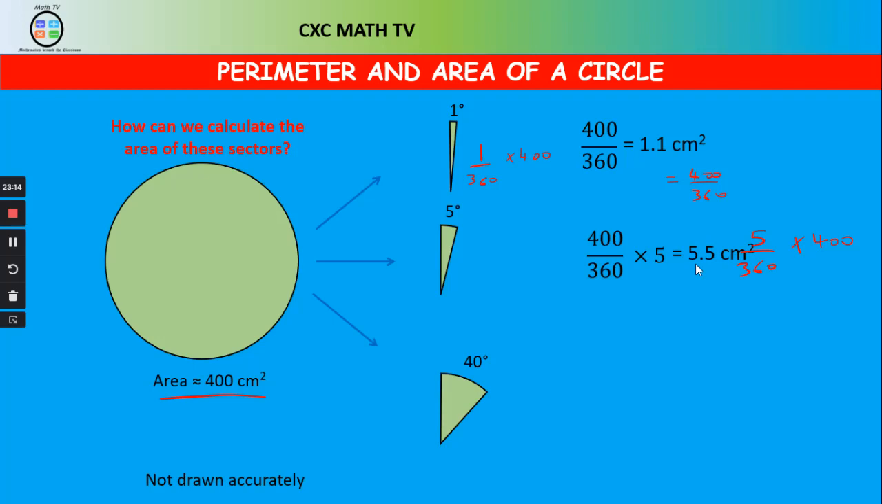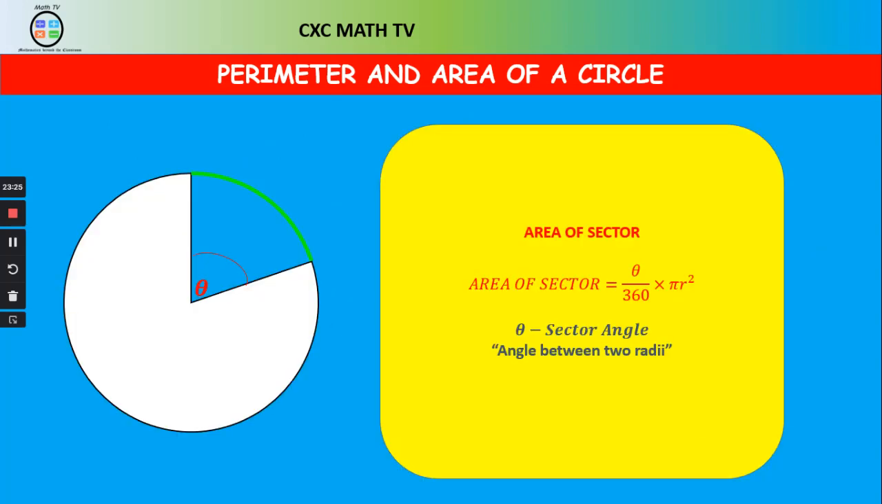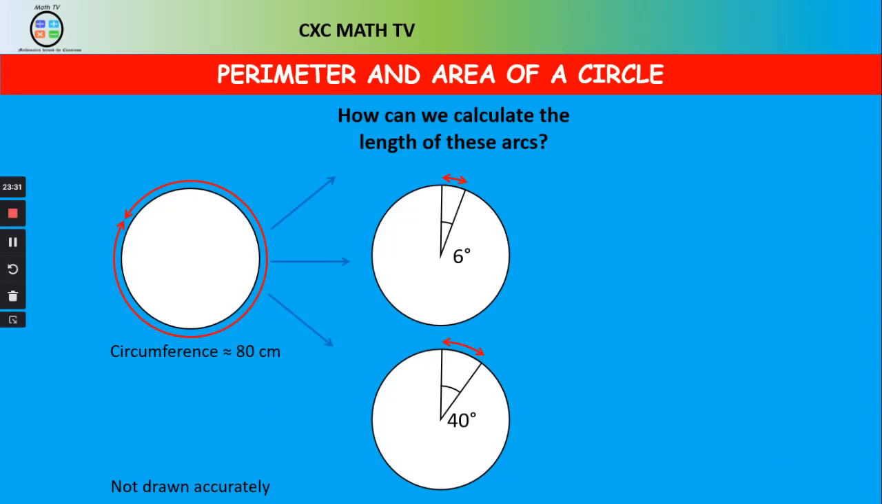5.5. Good. Likewise, down here, theta over 360 times pi r squared. The answer will be 44.4. So please remember this formula. I'm begging you, area of a sector, theta over 360 times pi r squared. The next one now is to find the arc length. We're almost through.